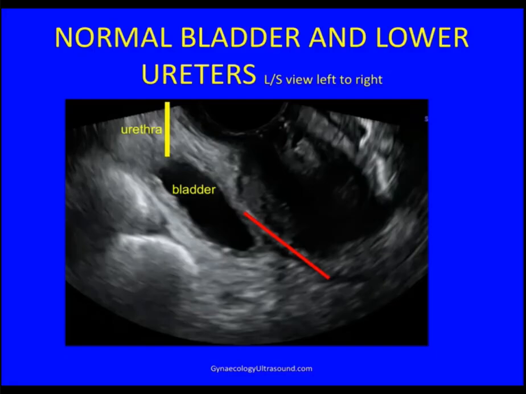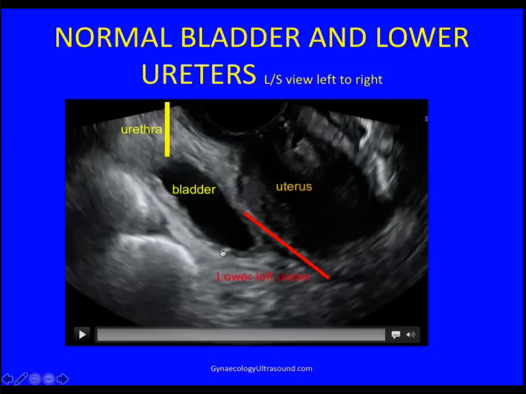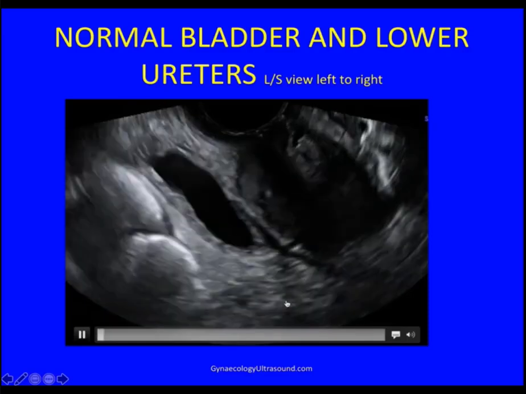To show you what's normal, that's a urethra and a bladder. This is going to be where the left lower ureter comes in, and this is the uterus. So we're going to go in the longitudinal plane from one side to the other, always staying in the longitudinal plane, and we're going to see one ureter come in, then we're going to pass over the urethra and we'll see the other one come in on the other side. So this is the ureter, that's where we're watching.